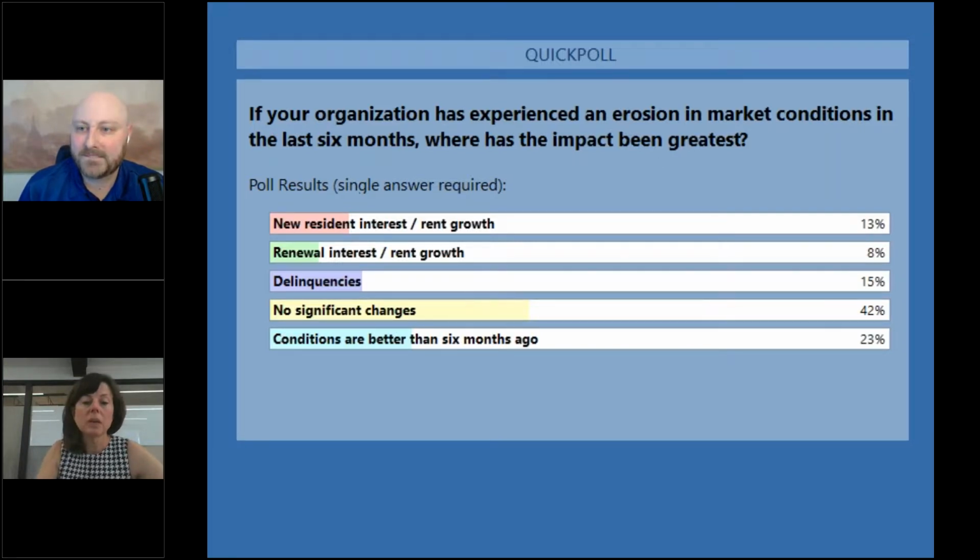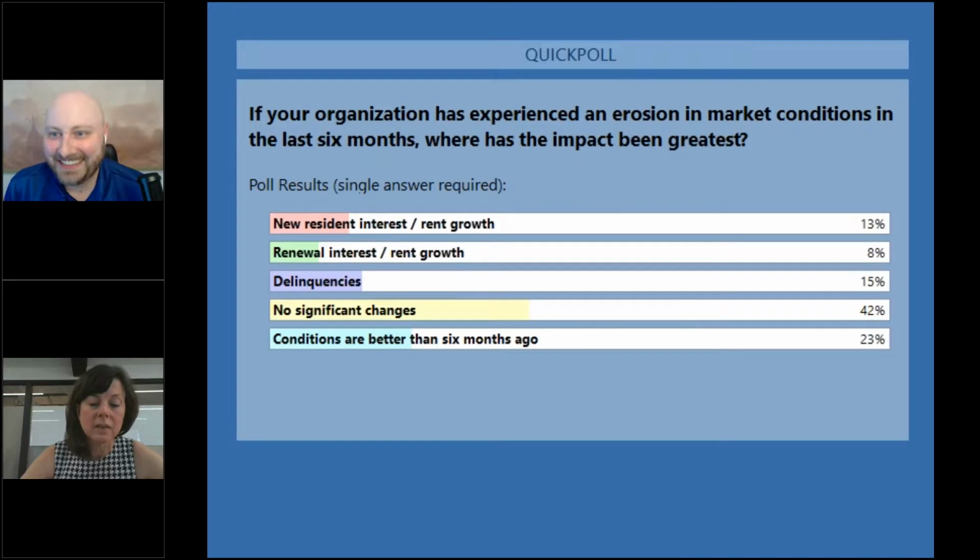Okay, so the results, everybody else can see them, and for some reason, Jordan, I don't think you can. So new resident interest, 13%, renewal interest and rent growth, 8%, delinquencies, 15%, and then no significant changes, 42%, and conditions are better than 6 months ago, 23%. So okay, awesome. I think a lot of optimism and some good positive results there. I think everybody can see them.